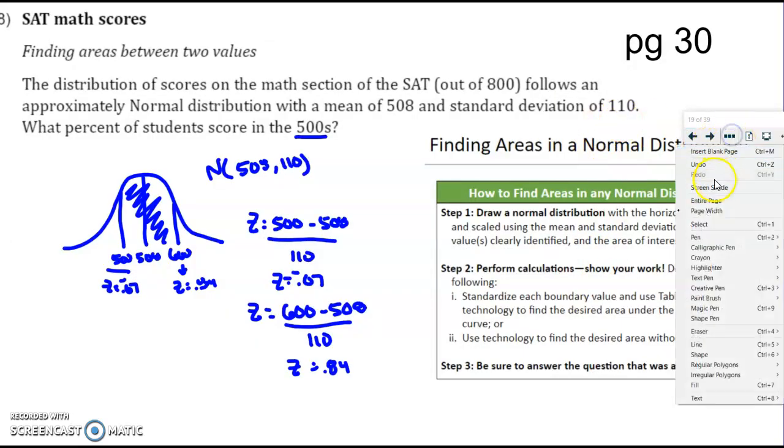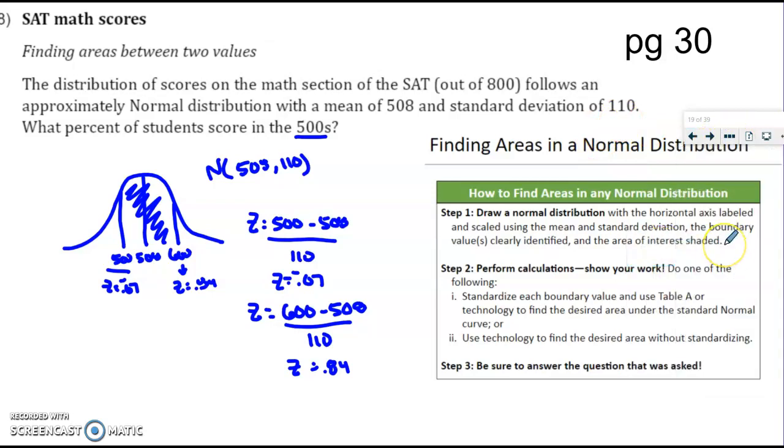So let's go back here. And I know, right here, that from here to here is 0.4721. And then I know from here all the way to where 0.84 is, that value is 0.7995. So to find the value in between, we're just going to subtract those two values. So I'm going to say 0.7995 minus 0.4721. And I got that to be 0.3274.